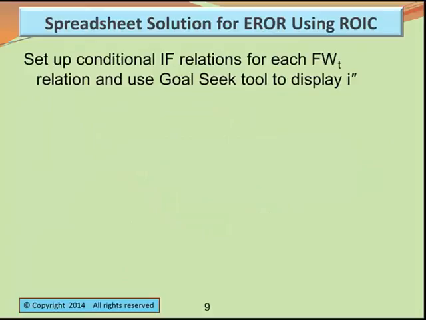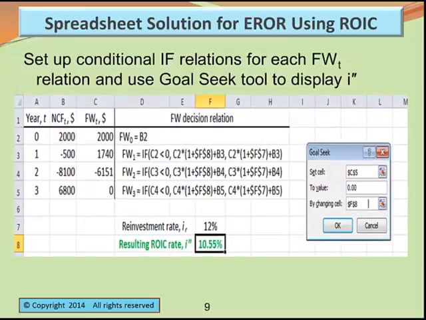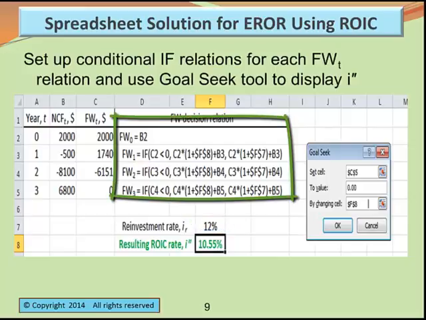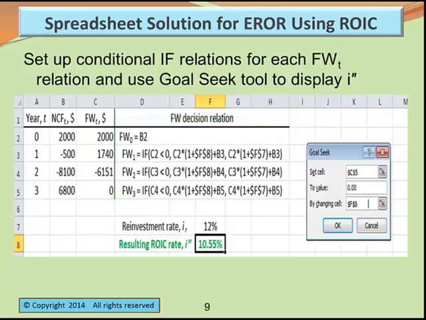Unfortunately, there is no easy-to-apply spreadsheet function for the ROIC method. However, it is possible to develop a series of conditional IF statements and utilize the Goal Seek tool to find i''. Here's the same example solved by the ROIC approach with the reinvestment rate of 12%. Column D indicates the details of each future worth relation, and the Goal Seek tool changes the ROR value until the final year's F value is exactly 0. In this case, cell F5 becomes 0 when the ROIC result is 10.55%, as shown in cell F8.